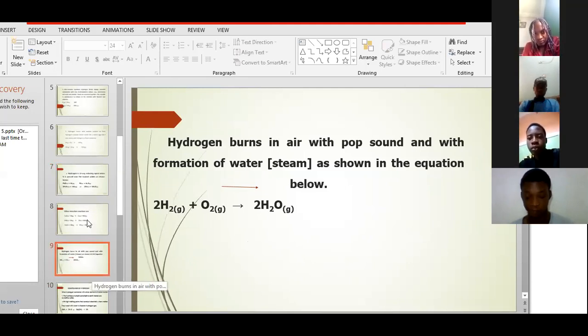All right, let's look at another chemical property. Hydrogen burns in air with a pop sound and with formation of water, which is steam, as you can see in the equation below. This is a good chemical property of hydrogen.